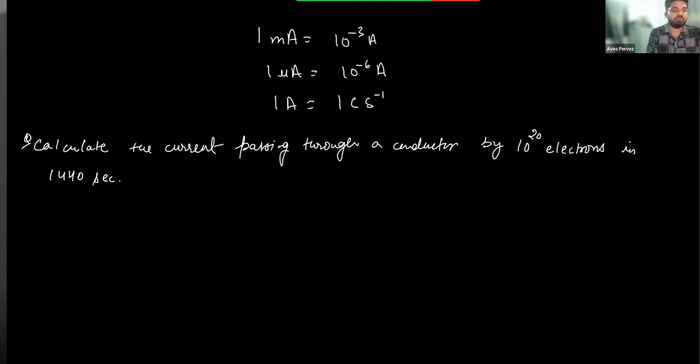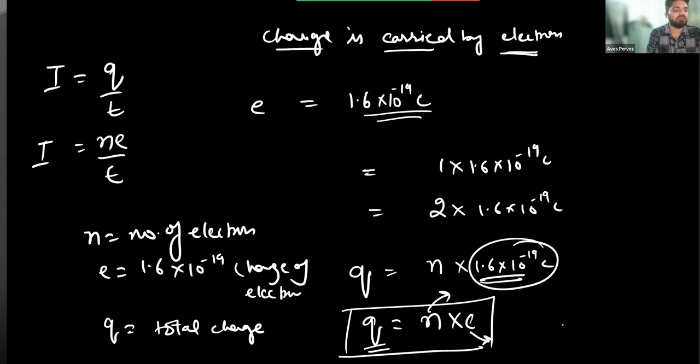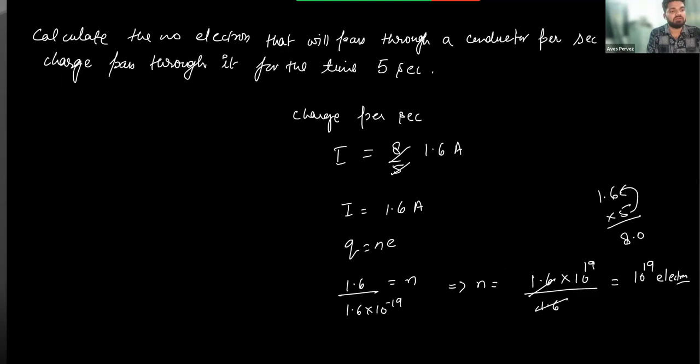Okay. So if the question comes: calculate the number of electrons that will pass through a conductor per second when 8 coulomb of charge passes through it for a time of 5 seconds. What should be the answer? Calculate the number of electrons passed through per second. So 8 by 5.